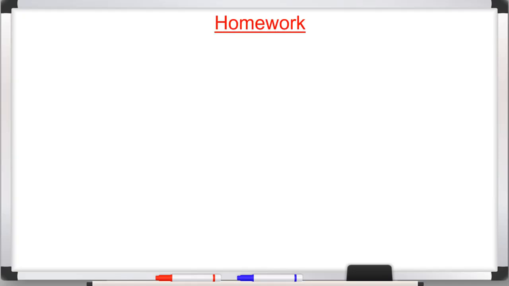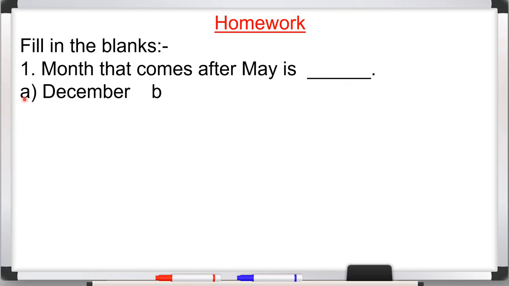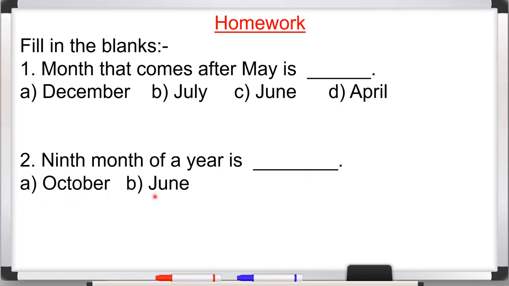Now today's homework. Fill in the blanks. Question number 1. Month that comes after May is dash. So here we have four options: A, December, B, July, C, June, and D, April. So you need to fill the correct option. Now question number 2. Ninth month of a year is dash. So here options are A, October, B, June, C, July, and D, September. So you need to count the ninth month, and then you have to fill it. Okay, beta?